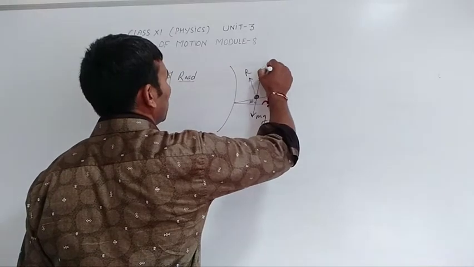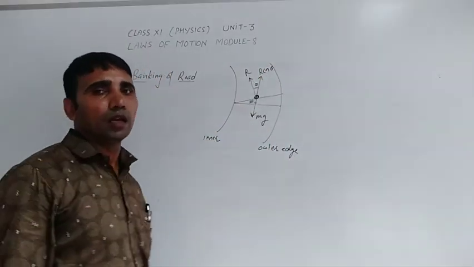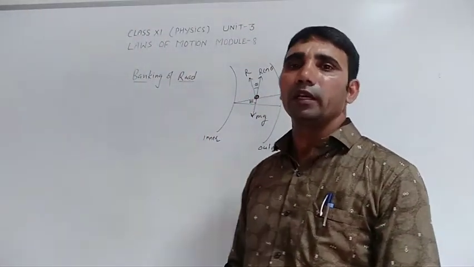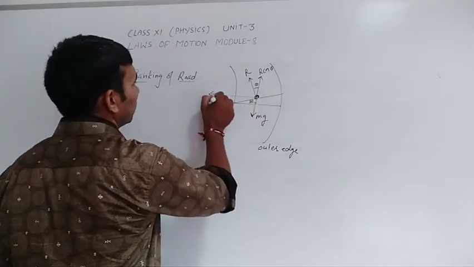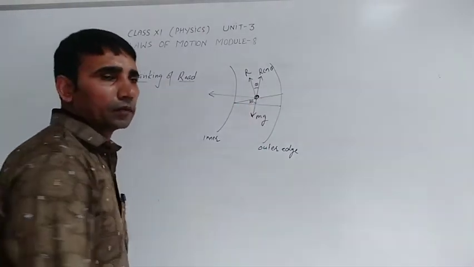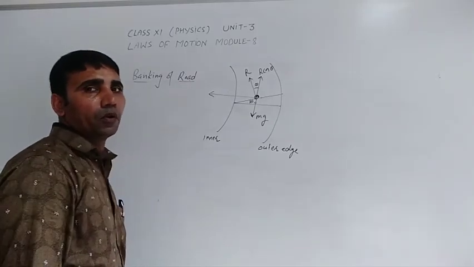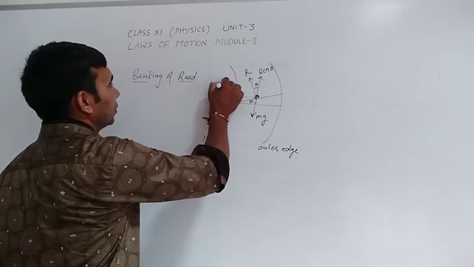One component is R cos theta, vertical and opposite to the weight of the vehicle. Another component is R sin theta, acting along the center of the circular track or center of the road.